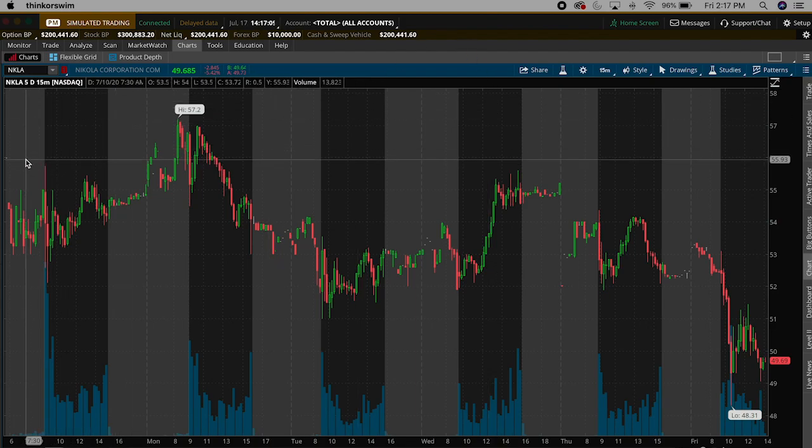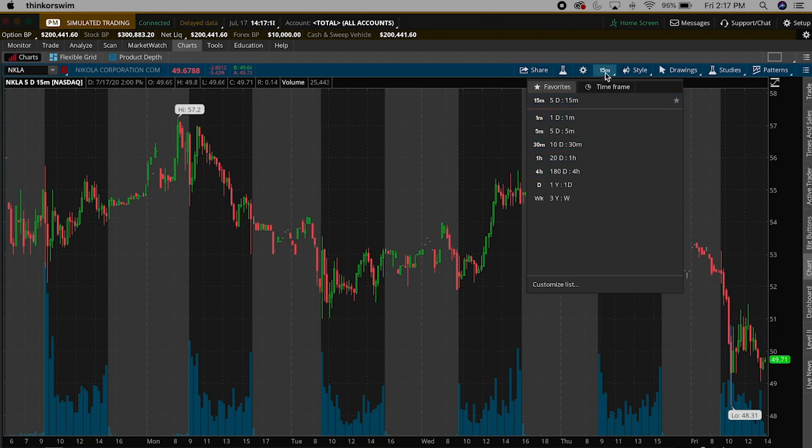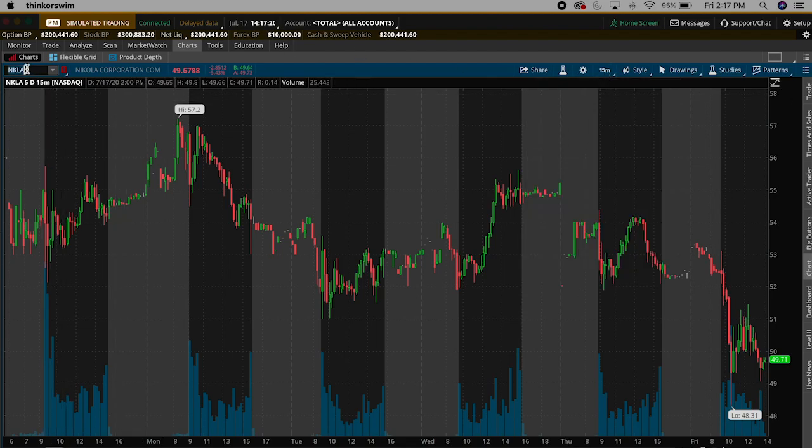So this is the stock chart for Nikola. Everybody knows about Nikola. It was the hottest stock. It hit some crazy highs and a bunch of people made a lot of money. So to start off, you see the ticker symbol here, Nikola, and you see its stock chart. So just a little bit to break down what this is. Let's zoom in a little bit.